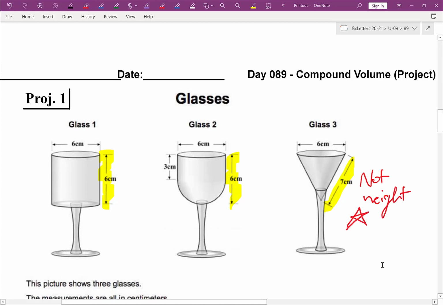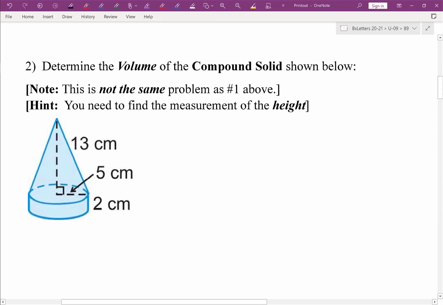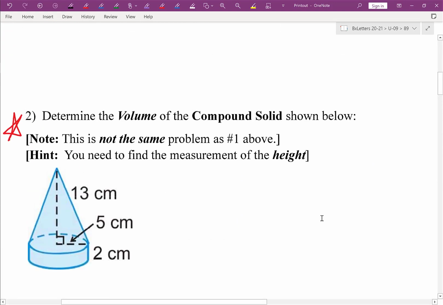And we're trying to prepare you for this project, specifically for project 1, because it's typically what people choose. It's the first one they see, so that's what they go with. So that's this problem number 2. If you can do number 2, then that means you're ready to do glass number 3. All right, so problem number 2 teaches you how to actually get the height. So let's just start.